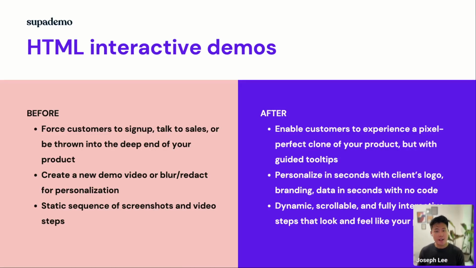HTML demos are guided product demos that are pixel perfect replicas of your actual product. This means viewers can scroll around, hover and click around on elements, and they experience each guided step in a way that looks and feels just like your actual product.